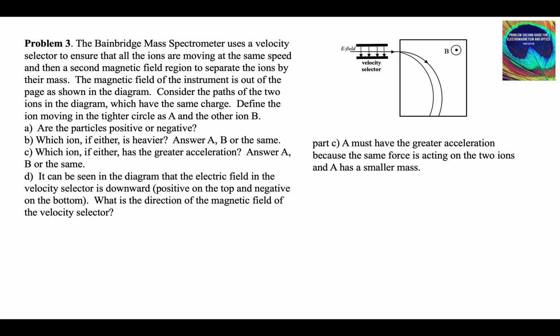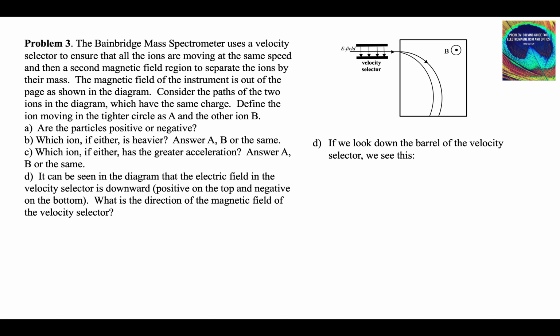Part C, A has the bigger acceleration because they have the same force. F equals ma. A has the smaller mass. It's going to have the bigger acceleration. When you push on something with the same force, the smaller mass is going to have the bigger acceleration.